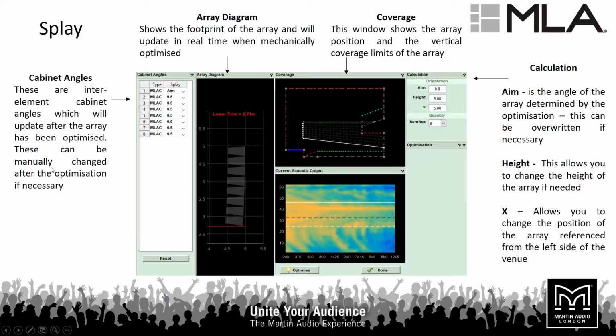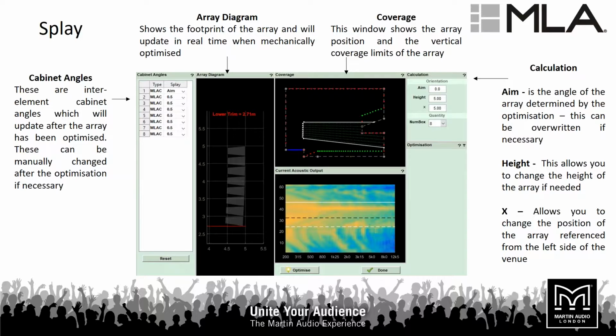So the cabinet angles. These are the inter-cabinet angles between each of the array boxes, and they can be changed manually. If you walk into a venue and they've got anything from our range already up there, and you're not in a position where you can bring the array back down, and you know what the display angles are, you can just add them into this tab here, and then you can optimize again electronically further on down the chain, so you can put your own manual angles in if you need to.